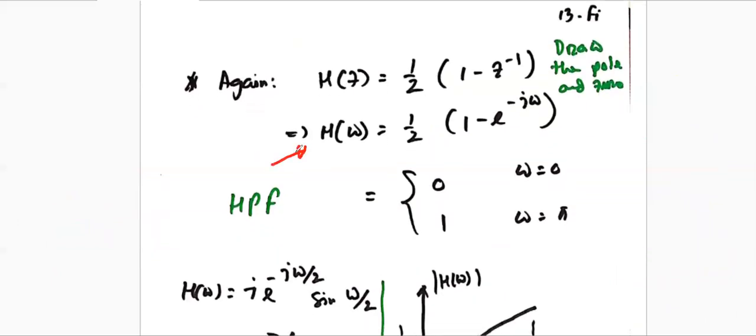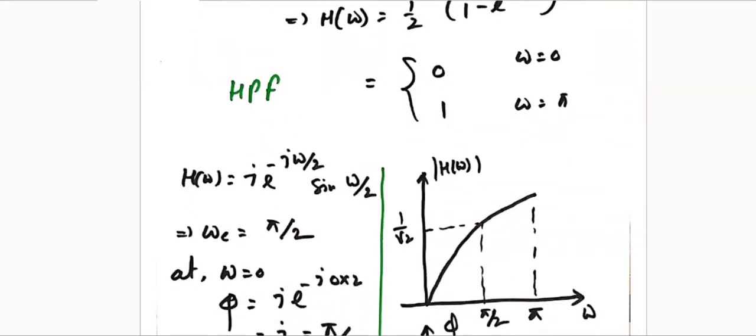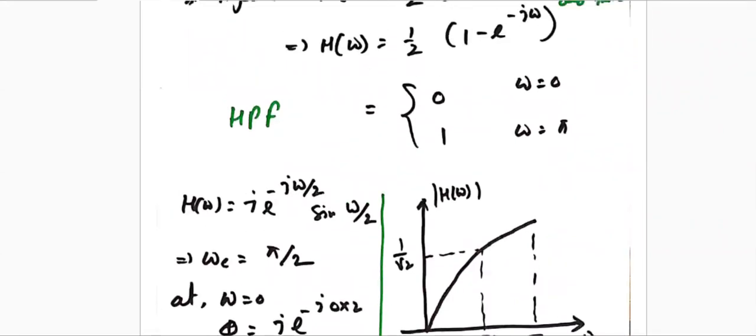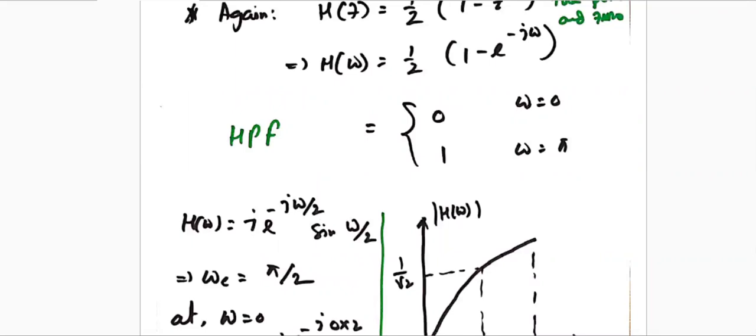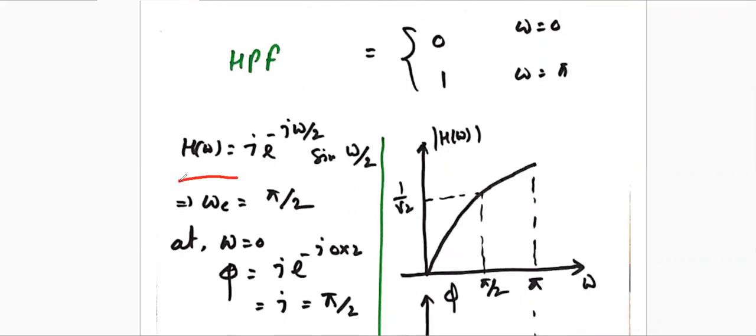So the same process. Now for omega equals 0, we got 0, and for omega equals pi, we got 1 from this equation. You can do the calculations, you can find it very simple. By doing this calculation using Euler's formula, we find this kind of equation where, again, you can find the amplitude quantity. So if I write the magnitude of H omega, that will be sine omega by 2.